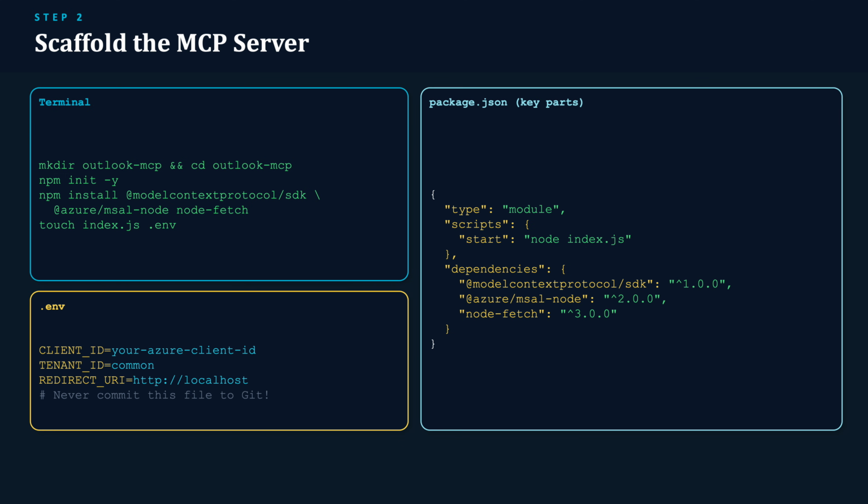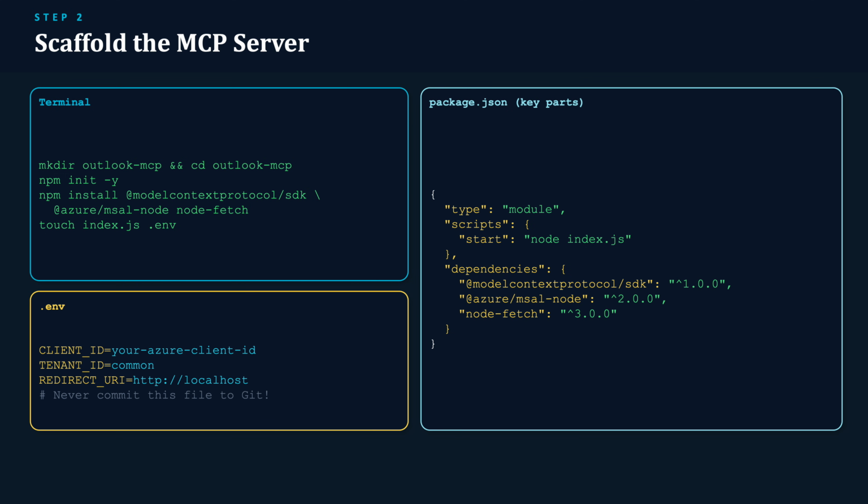API calls. Create 2 files: index.js, which will be our main server file, and .env, which will hold our secrets. Open package.json and add type: module. This enables ES module imports, which the MCP SDK requires. Also add a start script that runs node index.js. Now open that .env file and add 3 variables, CLIENT_ID. Paste in the application ID you copied from Azure.